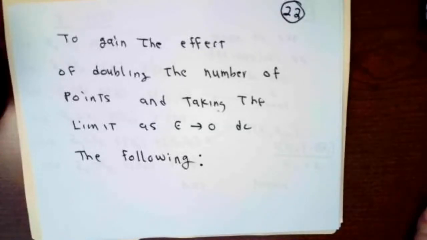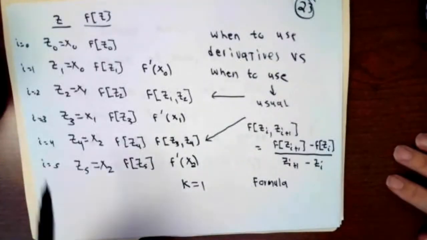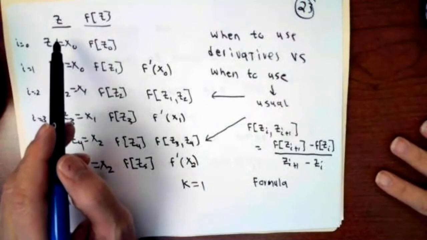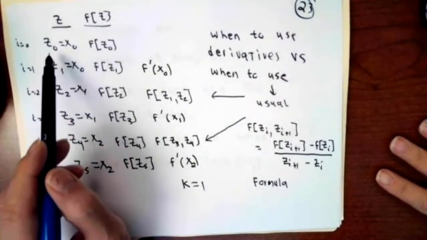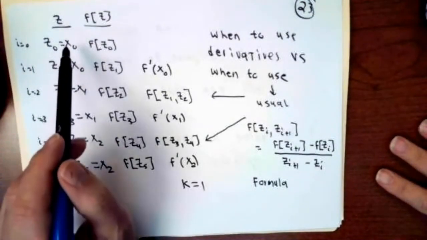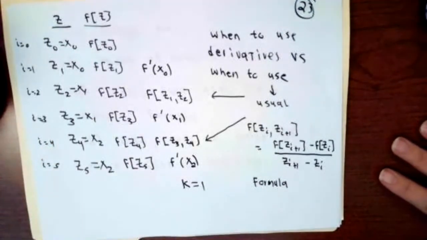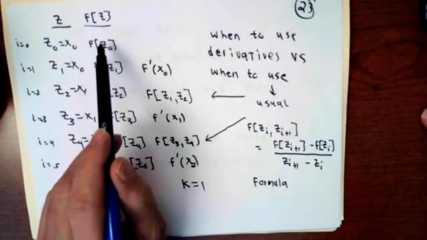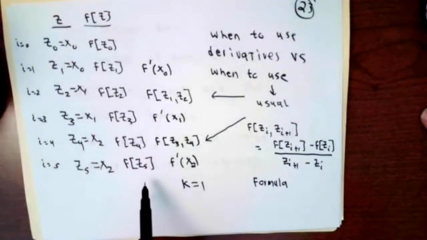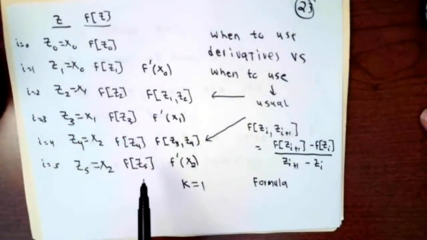So we should see what the plan's going to be now. To gain the effect of doubling the number of points and then taking the limit as the changes in the x coordinates tends to 0, we will have the following plan. In my independent variable column, I'll have z0, z1, and so on, but these are actually repeated x values. I'll have the corresponding function values in column k equals 0 of my table.